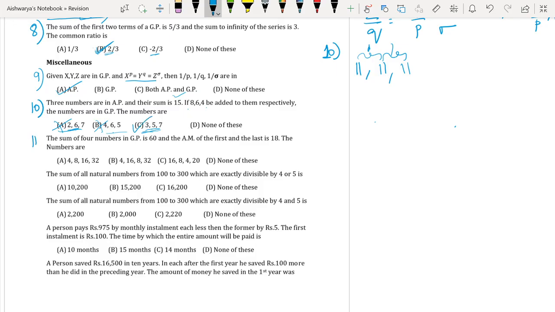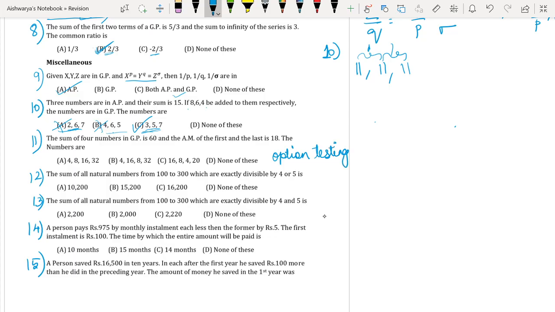Okay. Let's go to the 11th question. We'll quickly finish off. The sum of 4 numbers in GP is 60 and the AM of the first and the last is 18. The numbers are... Okay, so you can do this question by option testing. I'm leaving it for you to try it.